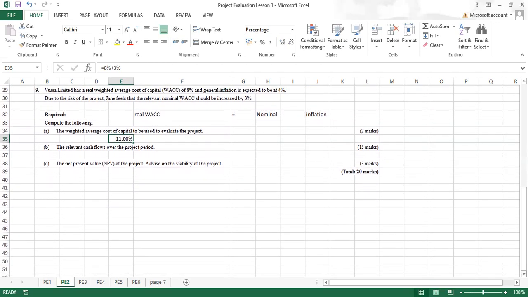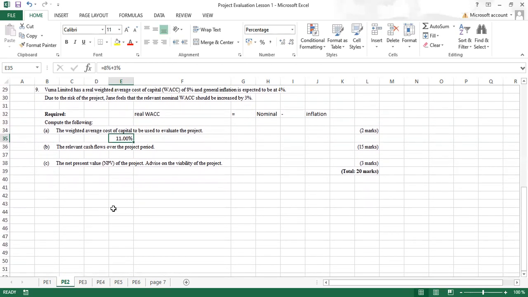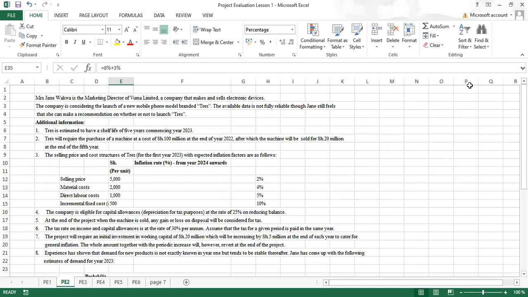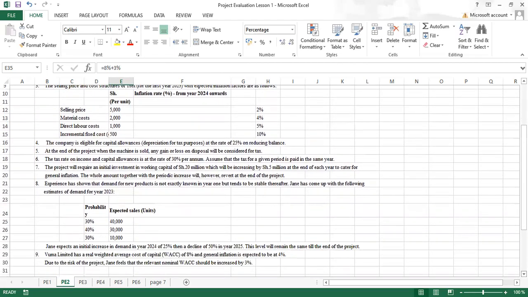So we go to part B of the question, which is now the question itself. That one, part A, was very easy. You see, part B has 15 marks. They say that this company will be required to purchase a machine at a cost of 100 million shillings in the year 2022. So that's the year we're beginning with.